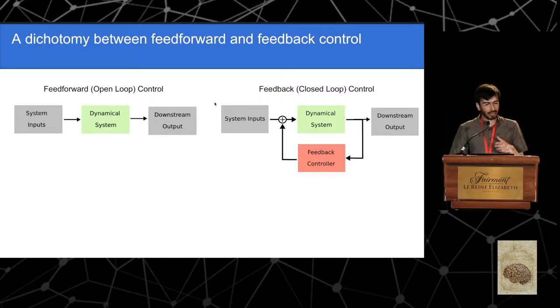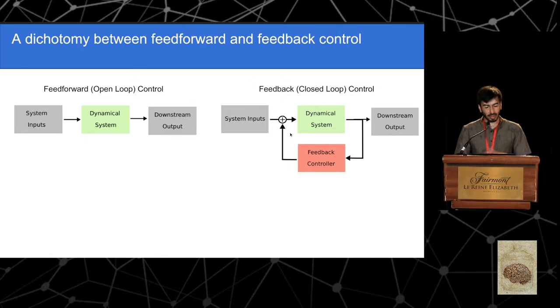In contrast, we have feedback or closed loop control, where you have system inputs that excite the system, but at the output, there's actually a feedback controller that takes observations of the activity and then synthesizes some regulation signal that's reintroduced into the system. The signal might be used to maintain homeostasis in the system, to correct the effects of noise or some otherwise suboptimal input.